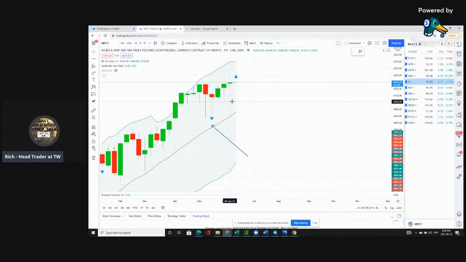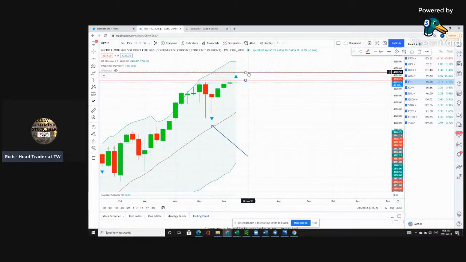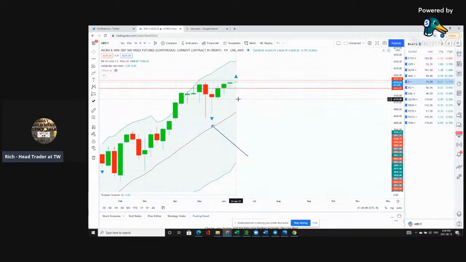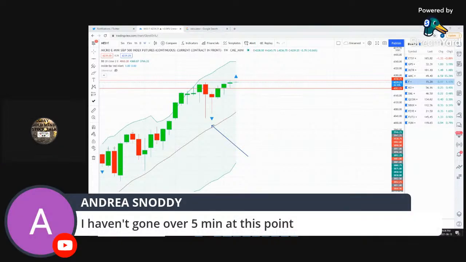All right. So what I'm going to do here is draw the range of the previous week. I'm going to draw the high and the low of the previous week. That's what we do when we trade futures. So we haven't gone to 5 minute at this point. Yeah, you'll get there. The 5 minute is very fast, so you got to be ready for that one.